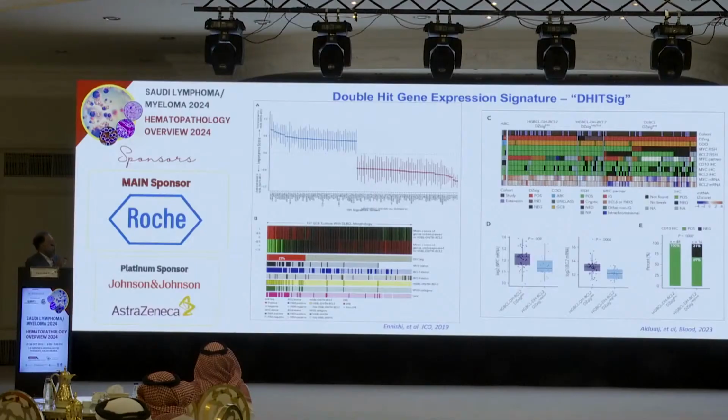So these 2 studies I mentioned are from the same group, by the way, but they have refined it over the years. In 2019, they published the first double hit signature study, which showed that there were 27 cases.